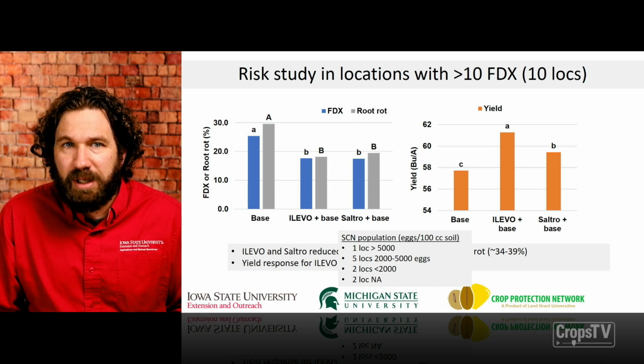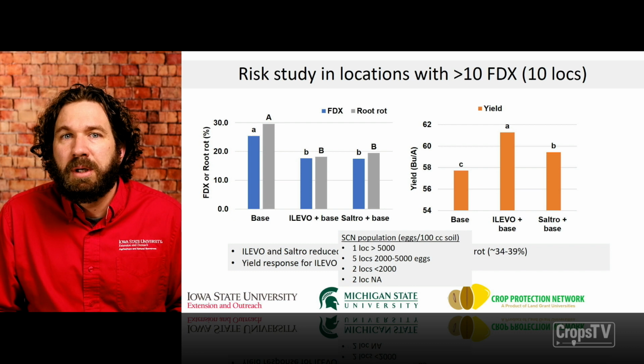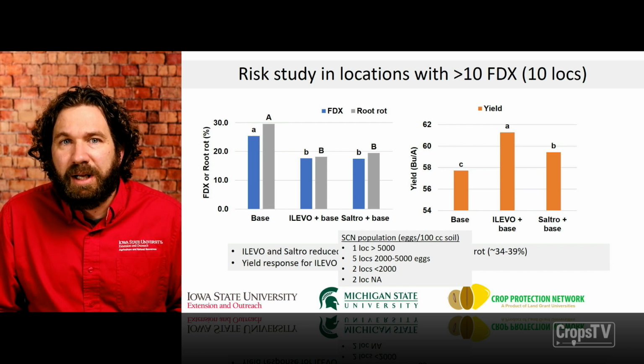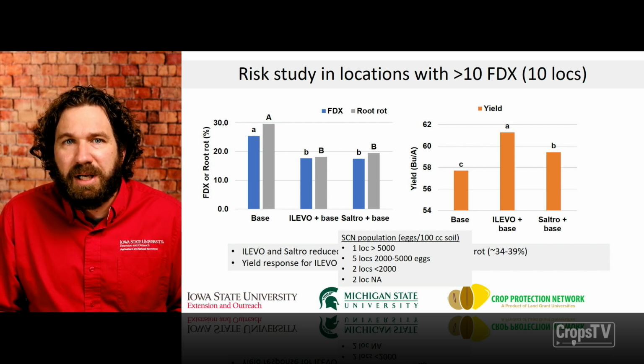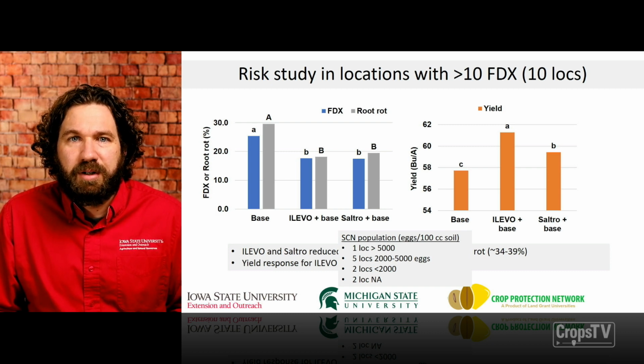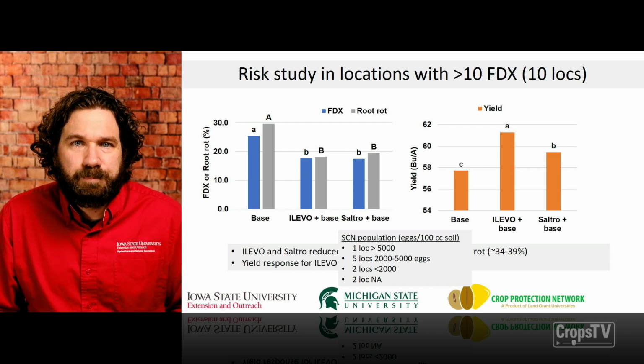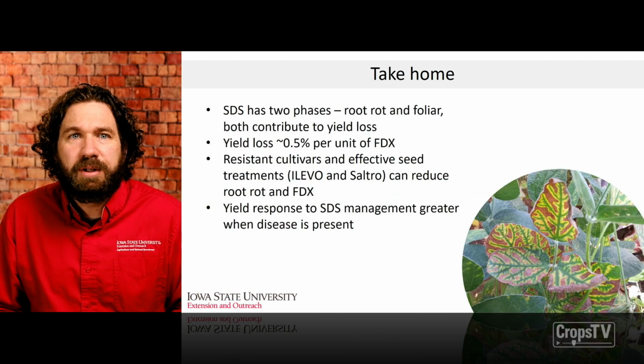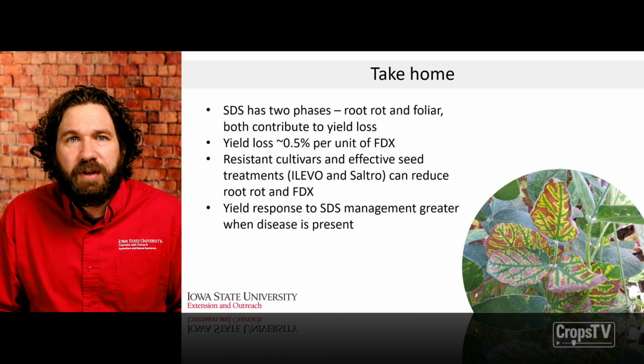And so this just came to me a couple of days ago. But essentially what we found is that 8 out of the 10 locations that we did test, all 8 of them had pretty high levels of SCN in these particular fields. All right, so the take home for sudden death syndrome, remember it has 2 phases to the disease.